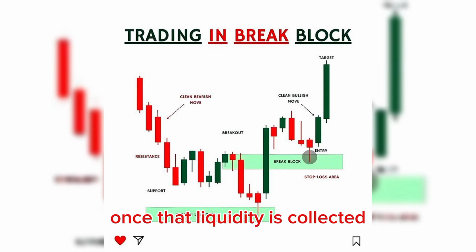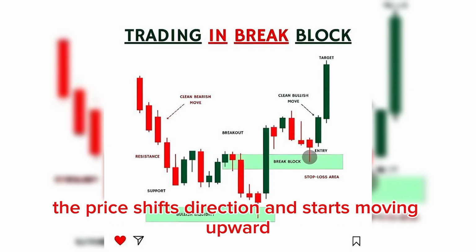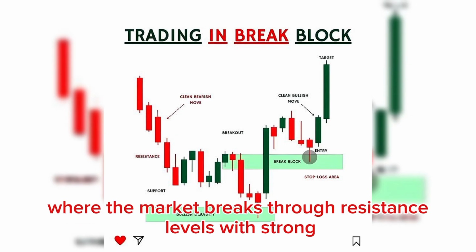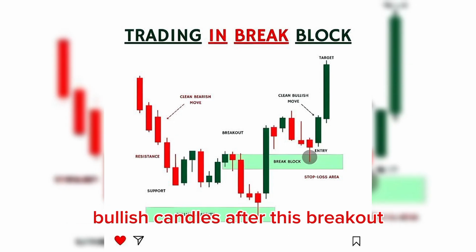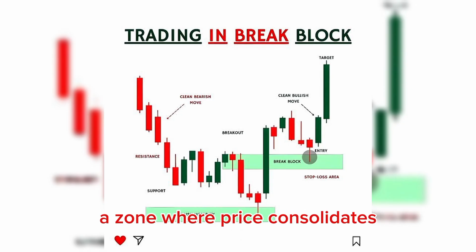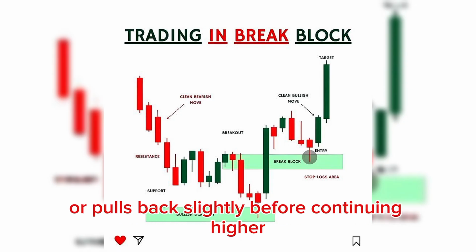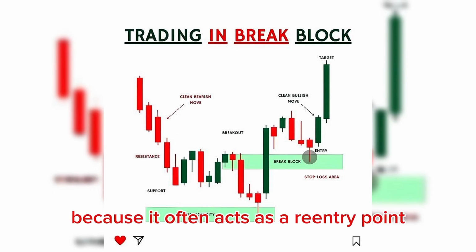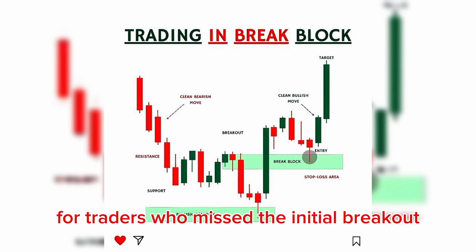Once that liquidity is collected, the price shifts direction and starts moving upward. The upward momentum leads to a breakout, where the market breaks through resistance levels with strong bullish candles. After this breakout, the market forms what is known as a break block, a zone where price consolidates or pulls back slightly before continuing higher. This area becomes very important because it often acts as a re-entry point for traders who miss the initial breakout.